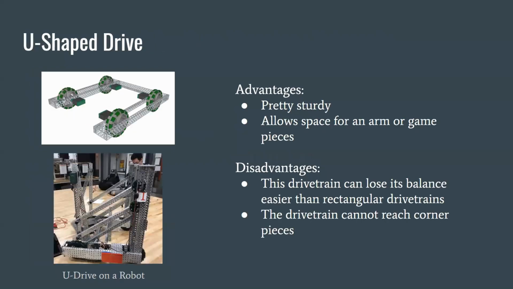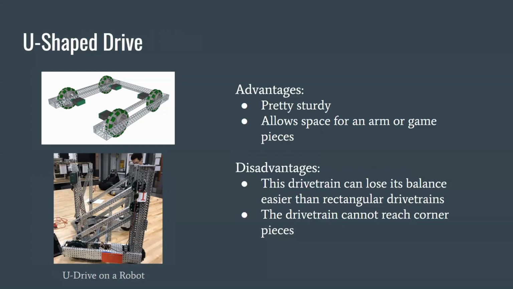So this is a U shape, and the U shape is common when you need an arm or a claw to intake or grab game pieces. As you can see in this bottom picture, the U shape has this gap in the middle, which allows space for an arm and space for game pieces as well. And this chassis can be used with either a 4 or 6 wheel configuration with either 2 wheels on each side or 3. Some drawbacks to this base is that its size can get in the way sometimes, and you can't always get game pieces if they're stuck in a corner.